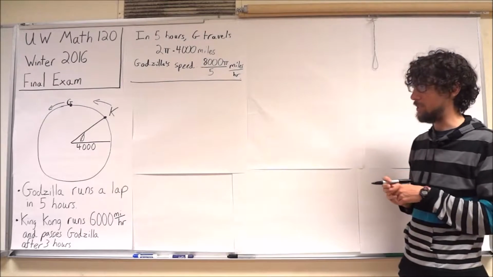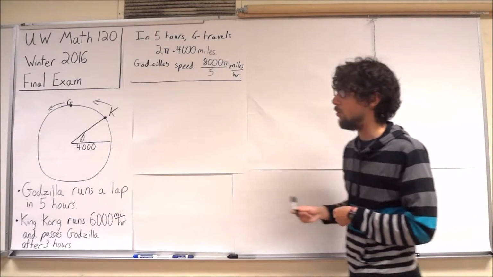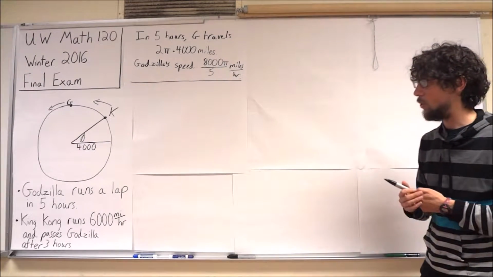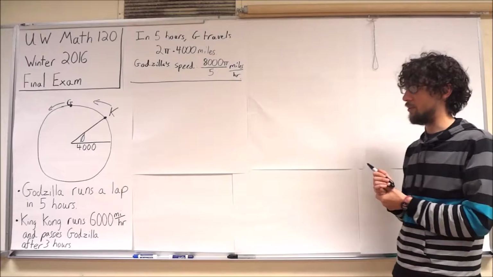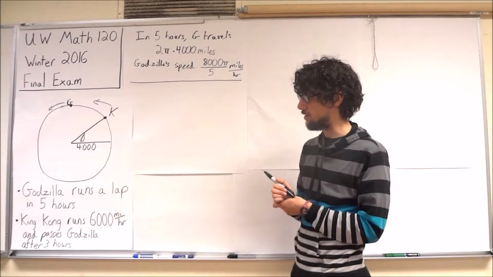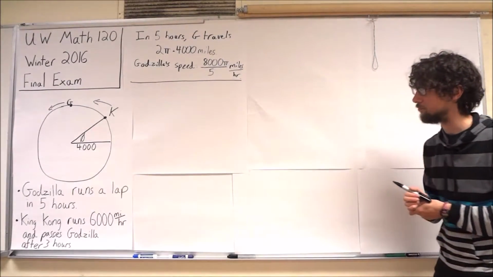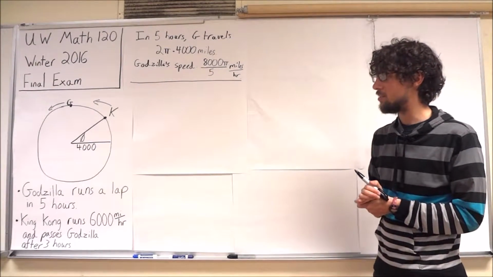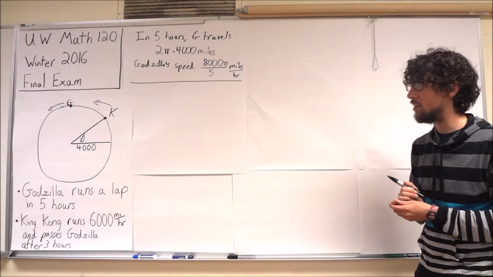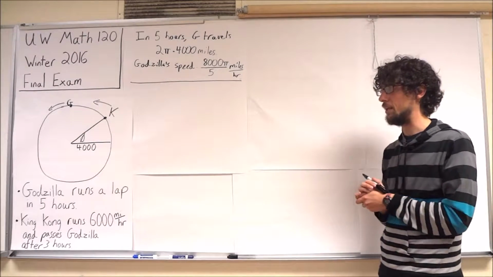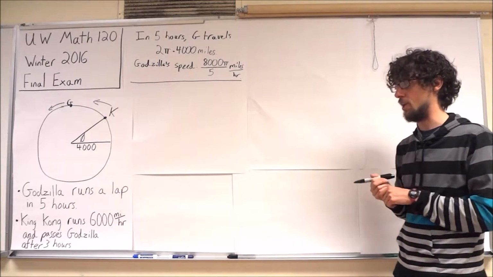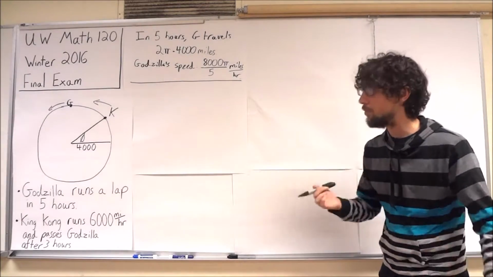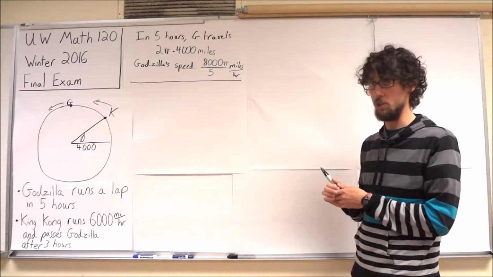So how about part B? We want to know this angle phi. We need some way to relate the fact that King Kong passes Godzilla after 3 hours. In particular, let's express Godzilla's position as a function of time and King Kong's position as a function of time. And in particular, let's express their position simply by saying their radian measure.